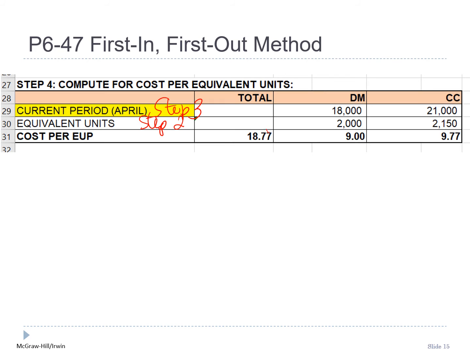So, itong 18.77, pwede lang siyang gamitin if the EUP for both direct materials and conversion costs are the same. So, magagamit lang natin yung 18.77 na yan pagdating dun sa started and completed. Kasi sila lang yung laging 100%. So, pagdating dun sa beginning inventory and ending inventory, as long as they are not the same, we cannot use this 18.77. So, separately natin kukumputin yung cost ng direct materials at conversion cost ng beginning at ending inventory kapag hindi pareho ang EUP. Yan.